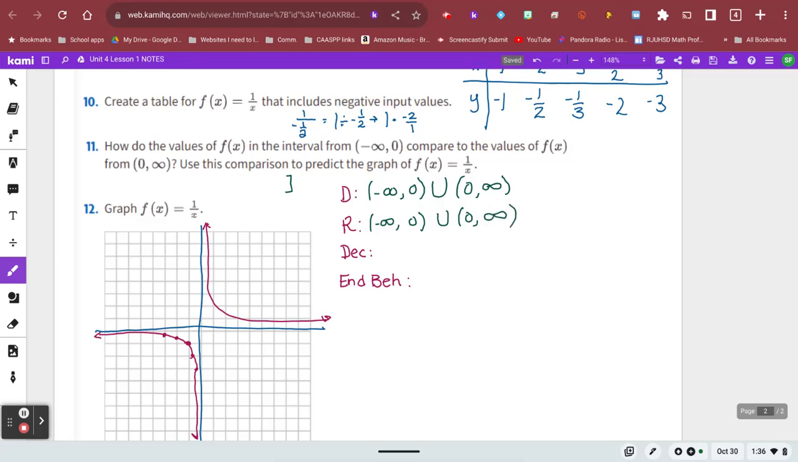Now, we are decreasing. So the neat thing is when we're talking about decreasing, we always start from left to right, and we're going to follow it. And if we follow this, it's always decreasing. And same thing on the right. If we follow it, it's always going to be decreasing. So it's going to be the exact same thing we just wrote from the previous ones.